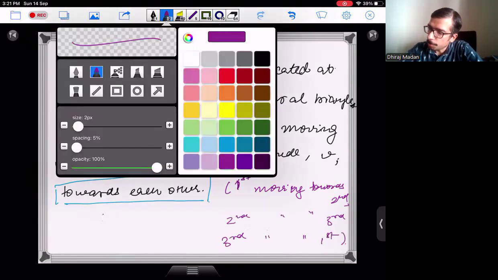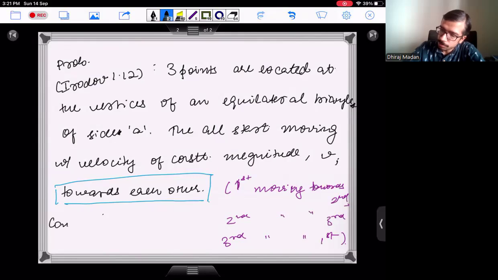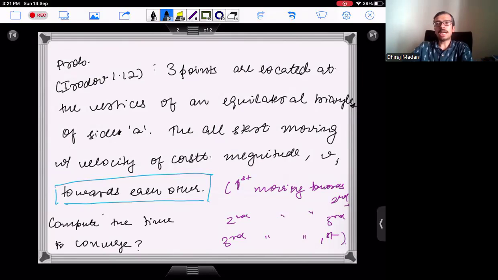Now the problem is to compute the time to converge. This is the particular problem we need to solve. How much time will they need to converge at the same point? First of all, the question itself implies that they are going to converge at the same point. By the symmetry of the problem, ultimately they'll reach a common point, which is the centroid. We'll see that in detail, but the problem itself is implying that.